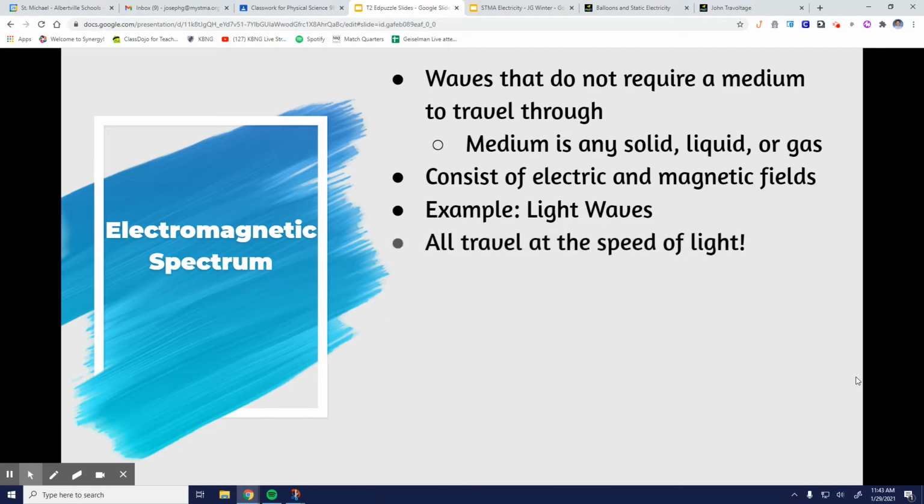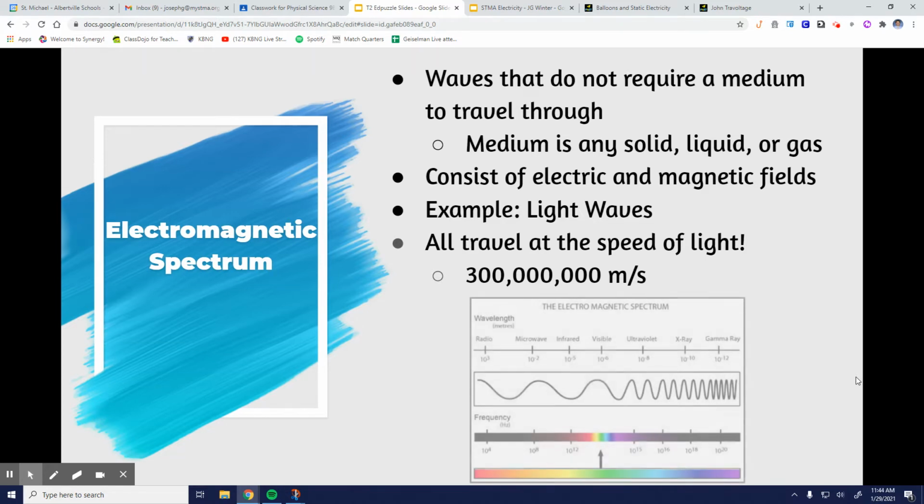They all travel at the speed of light. You've probably heard of light speed and light years. Well, light speed, or the speed of light, is really, really fast: 300 million meters per second, right? So that's a really, really fast speed. And when we look at the electromagnetic spectrum, we range all the way from radio waves to gamma rays. So that whole spectrum, that whole list of them, is what makes up the electromagnetic spectrum.